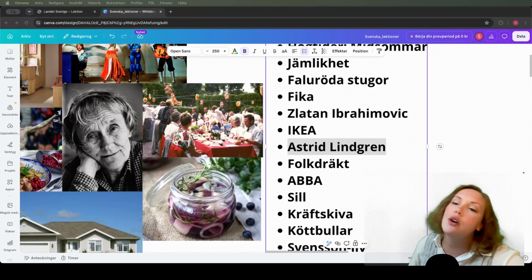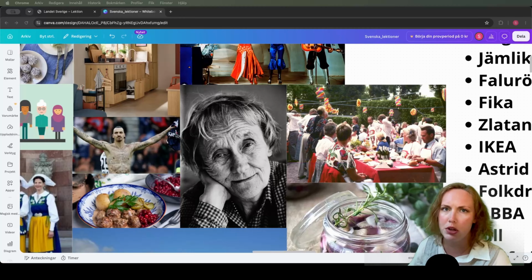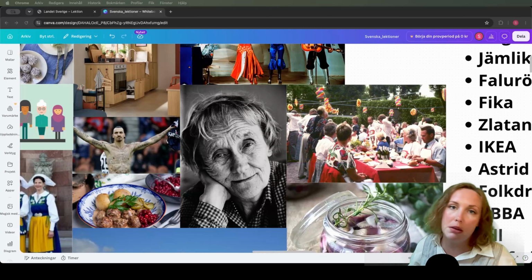Astrid Lindgren. Now, this is a name. Astrid is the first name and Lindgren, the last name. It's this old lady here in the middle. She's already been dead for many years, but she's very loved in Sweden. And a big, huge part, I would say, in Swedish culture and Swedish national identity. She is on our 20 crown bill. She has written many, many books, and most of them have been translated into very many languages.